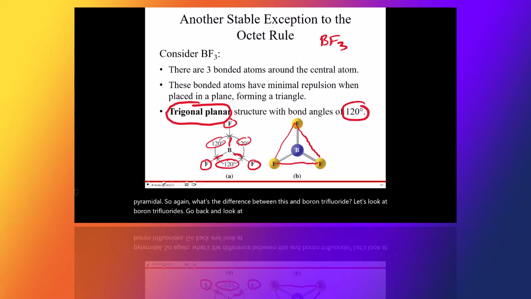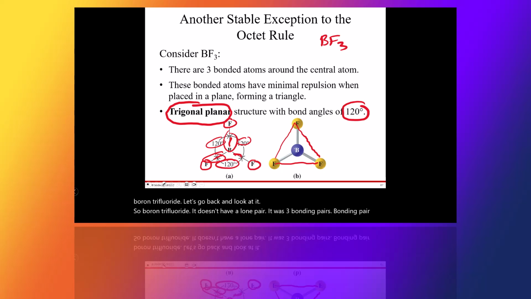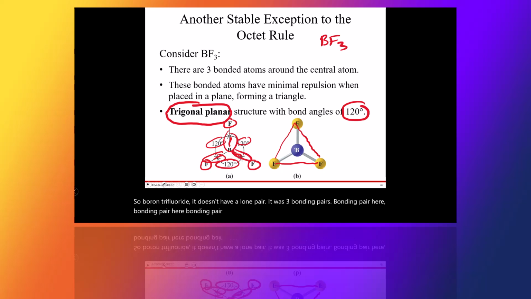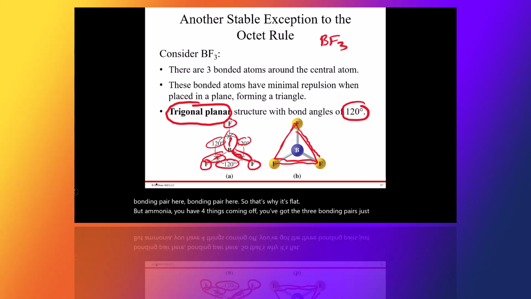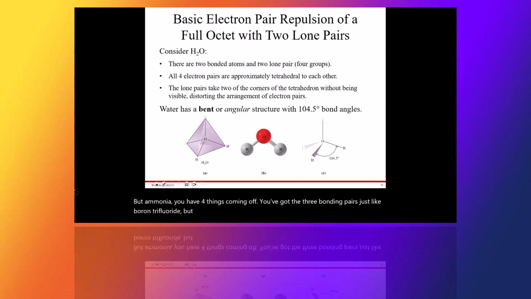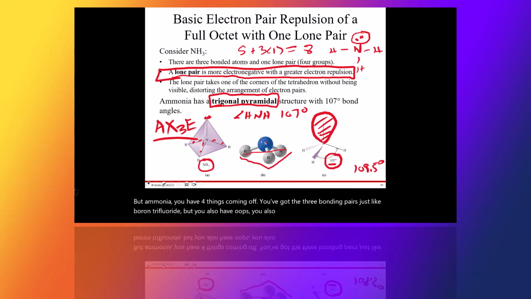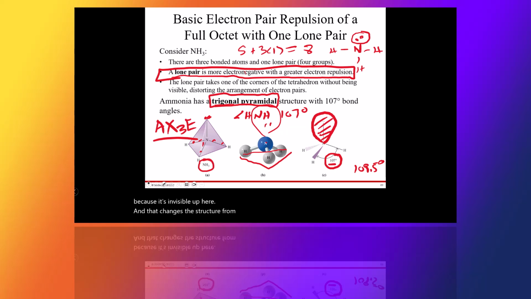Boron trifluoride doesn't have a lone pair. It was three bonding pairs. Bonding pair here, bonding pair here, bonding pair here. So that's why it's flat. But ammonia, you have four things coming off. You've got the three bonding pairs just like boron trifluoride, but you also have a lone pair that they don't show because it's invisible up here. And that changes the structure from trigonal planar to trigonal pyramidal.